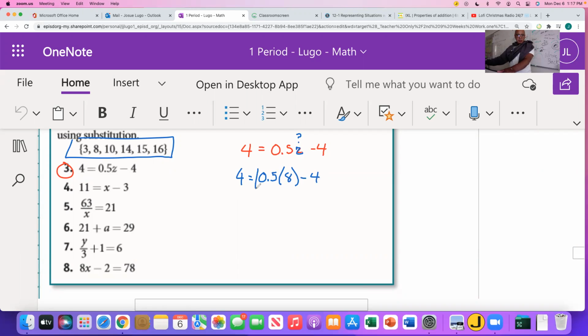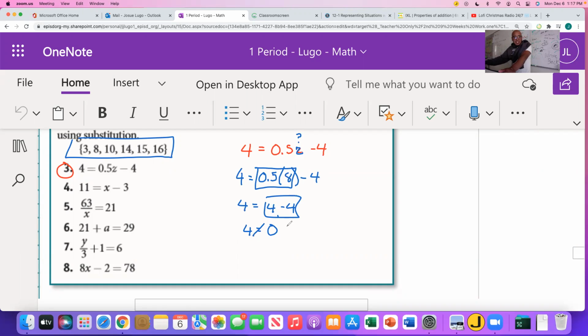Now, obviously, if I follow PEMDAS, I have to multiply first. So 0.5 times 8 is half of 8. So 4 is equal to half of 8, which is 4, minus 4. And we know that 4 minus 4 will give me 0. So is 4 the same as 0?